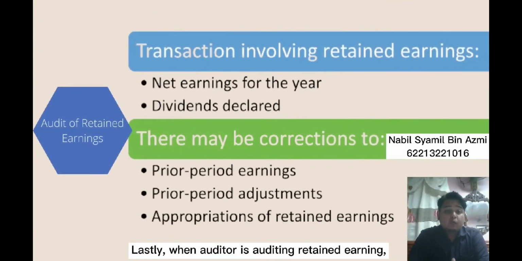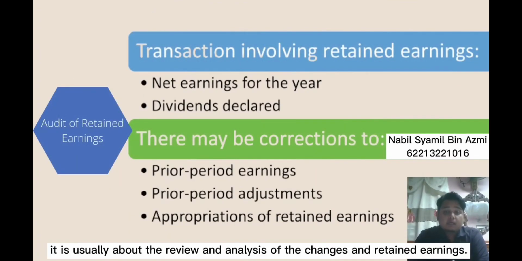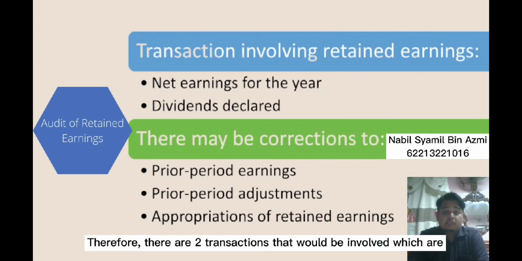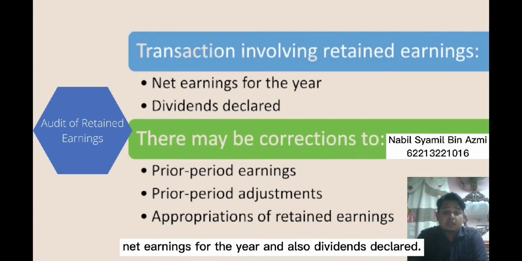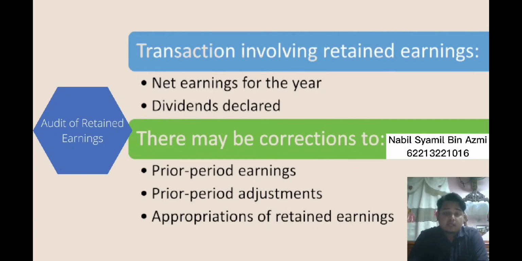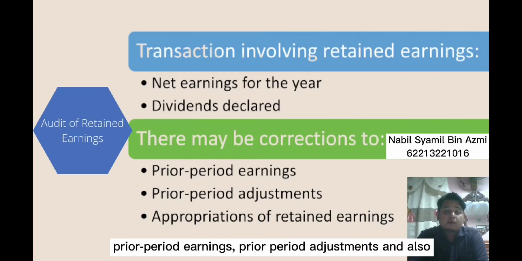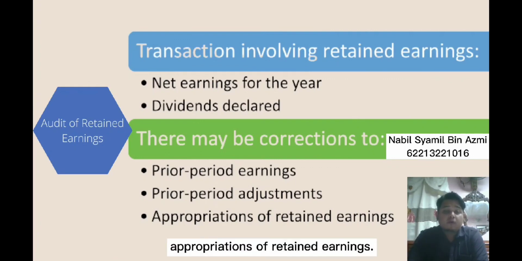Lastly, when the auditor is auditing retained earning, it is usually about the review and analysis of the changes in retained earning. Therefore, there are two transactions that will be involved, which are net earning for the year and also dividend declared. When auditing retained earning also, there may be a few corrections such as prior period adjustment and also appropriations of retained earning.